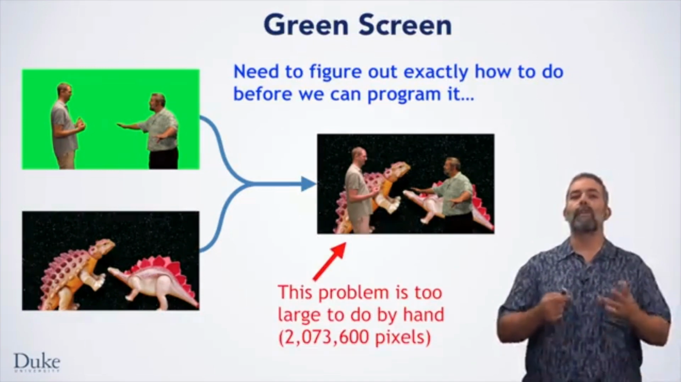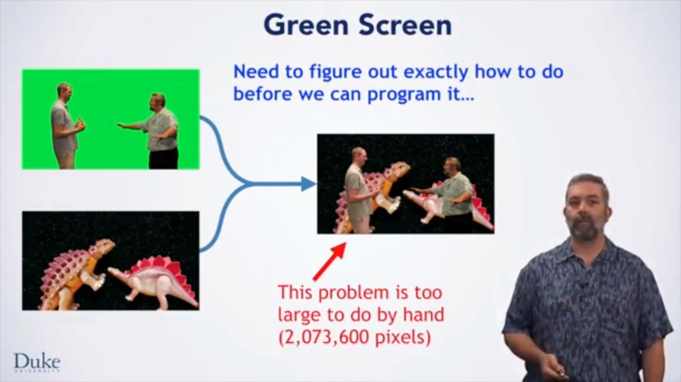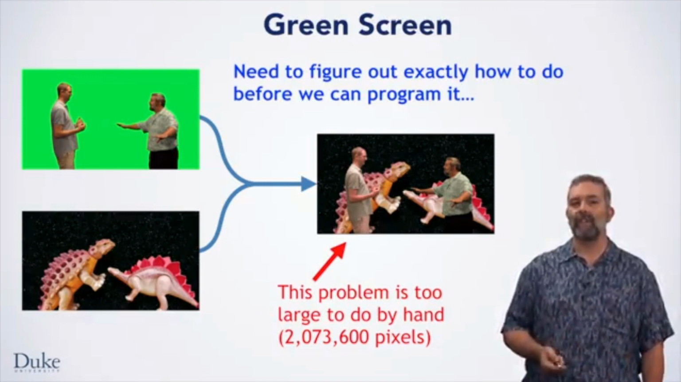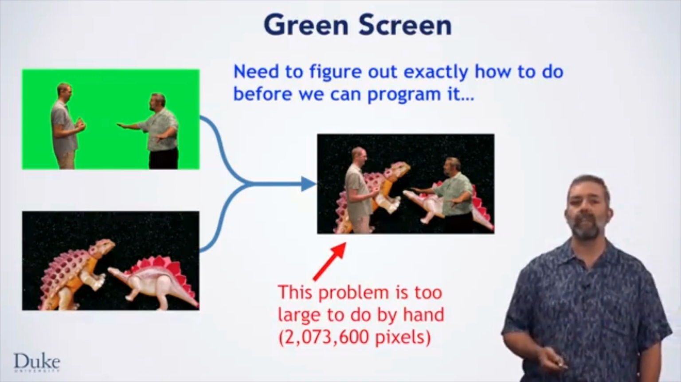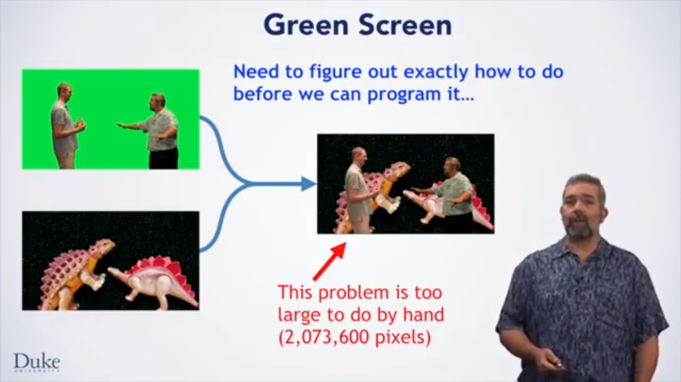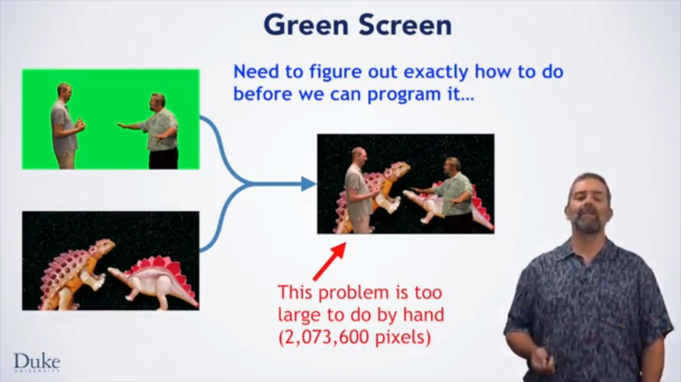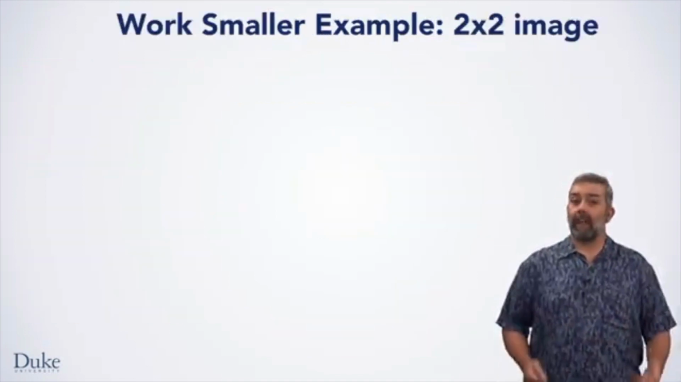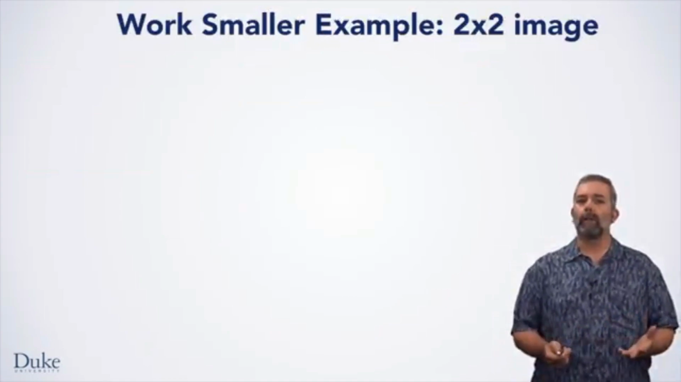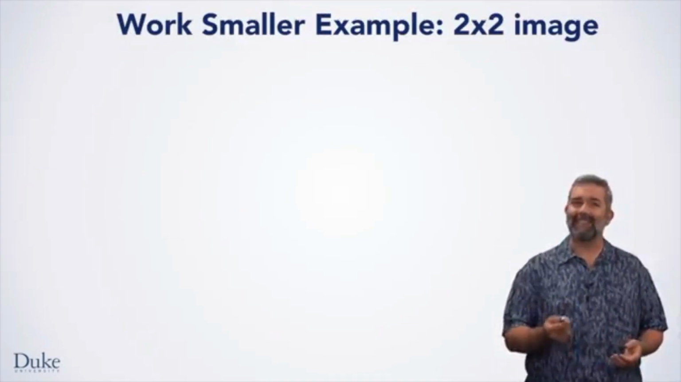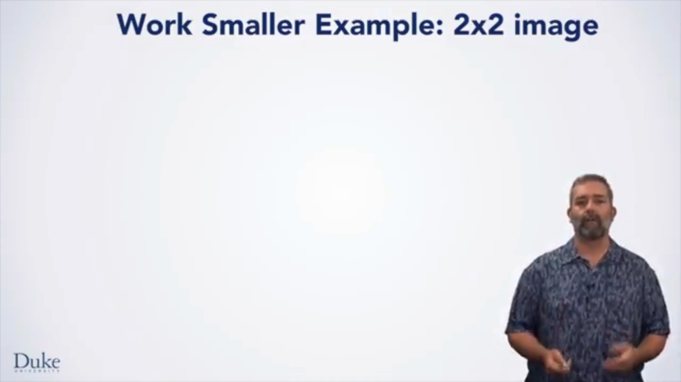Now, trying to do this particular example of the green screen problem would be too difficult because these images have 2 million pixels each, approximately. Trying to operate on them by hand would take an impossibly long time. Instead, it is a good idea to work on a smaller instance of the problem by hand to gain a deep understanding of how to solve the problem.